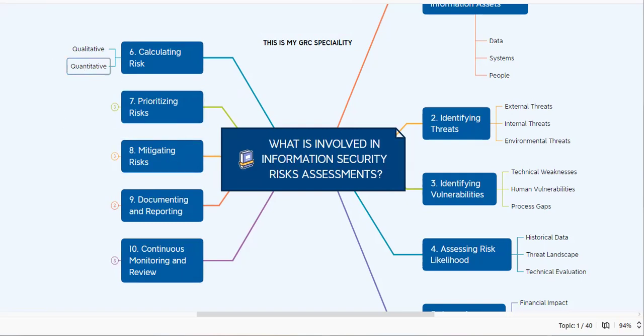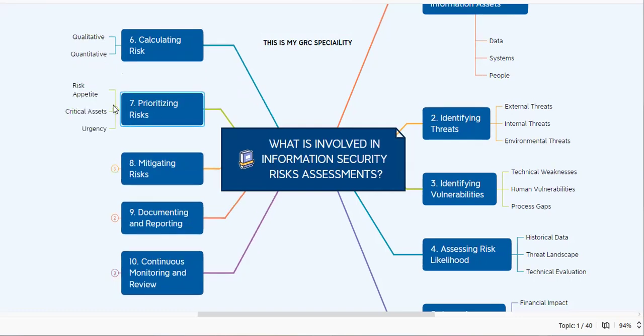Then also prioritizing those risks. And this is where I delve into, for example, helping the directives or the management of the organization in terms of making decisions about the risk appetite, the critical assets, and also urgency. As it relates to risk appetite, this is where you align risk prioritization with the organization's tolerance for risk. Your critical assets focus on protecting the most valuable or sensitive information. And urgency addresses high likelihood, high impact risk first.